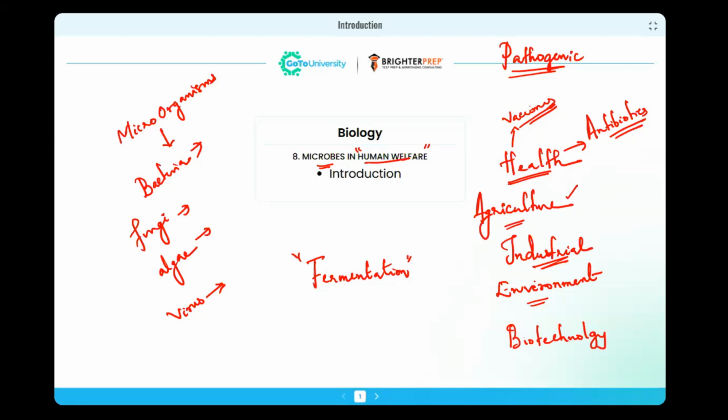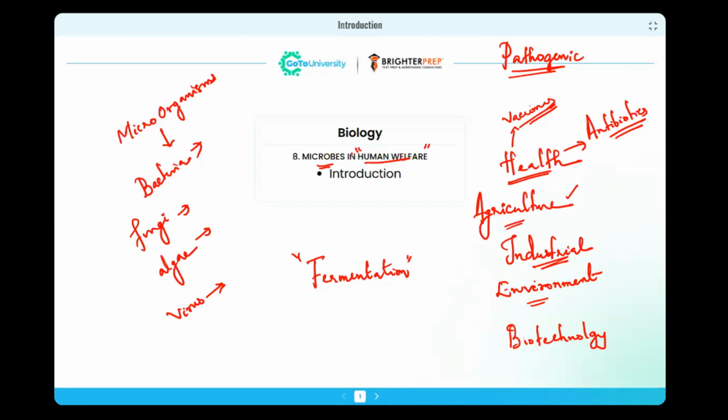So we can say that the microbes are essential to human welfare in many ways. They contribute to, as I mentioned, health, agriculture, industry, waste management, industrial applications, environmental sustainability. So their ability to decompose the organic material, to fix the nitrogen, to produce medicines, and also to contribute for the energy production makes them indispensable to modern society.